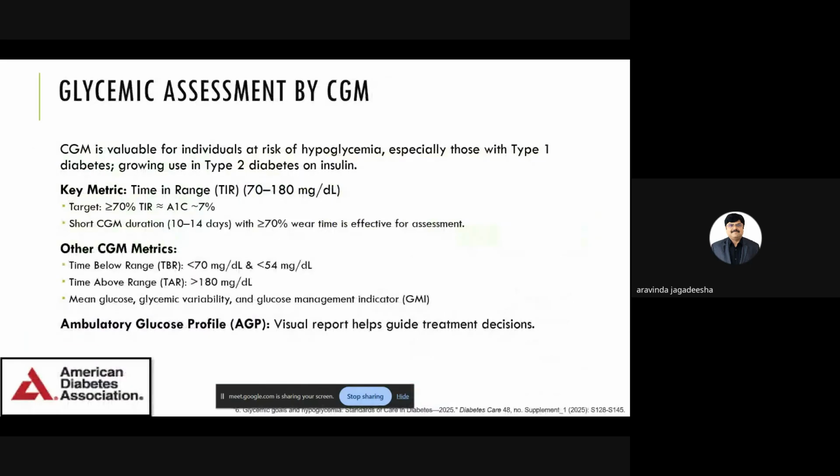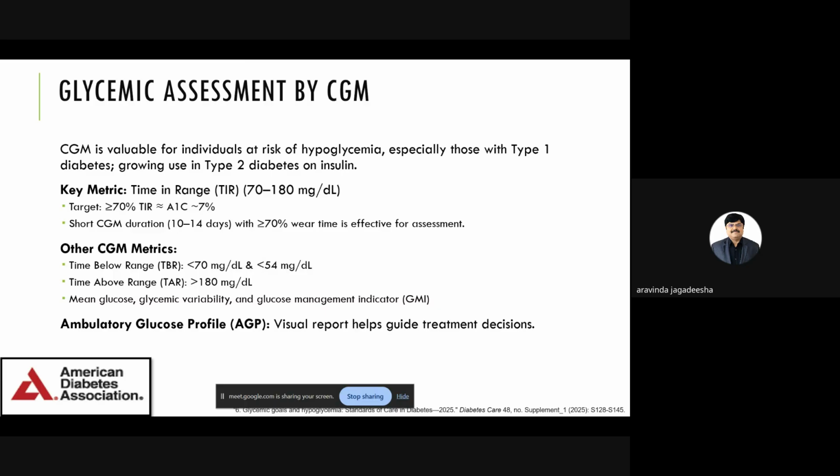So, the glycemic assessment by CGM. CGM is valuable for individuals at risk of hypoglycemia, especially those with type 1 diabetes, with growing use in type 2 diabetes on insulin as well as in GDM. The key metric you have to maintain is time in range, that is TIR. Time in range is to be maintained around 70 to 180 milligram per deciliter. The target is more than 70% TIR, corresponding to an A1C of approximately 7%. This is how the correlation is there.